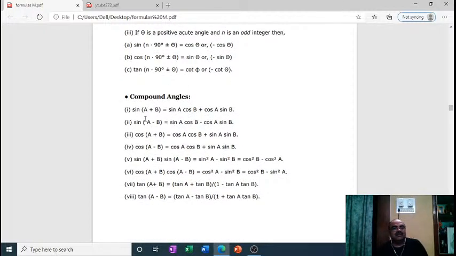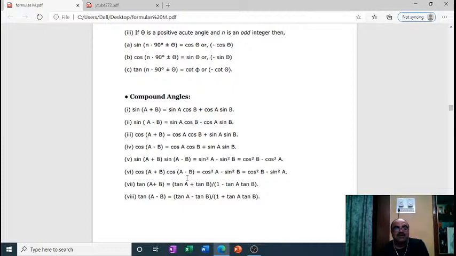Compound angles. Sine of a plus b is sine a cos b plus cos a sine b. Sine of a minus b is sine a cos b minus cos a sine b. Cos of a plus b is cos a cos b minus sine a sine b. Cos of a minus b is cos a cos b plus sine a sine b. Sine of a plus b into sine of a minus b is sine square a minus sine square b. It can also be said as cos square b minus cos square a.